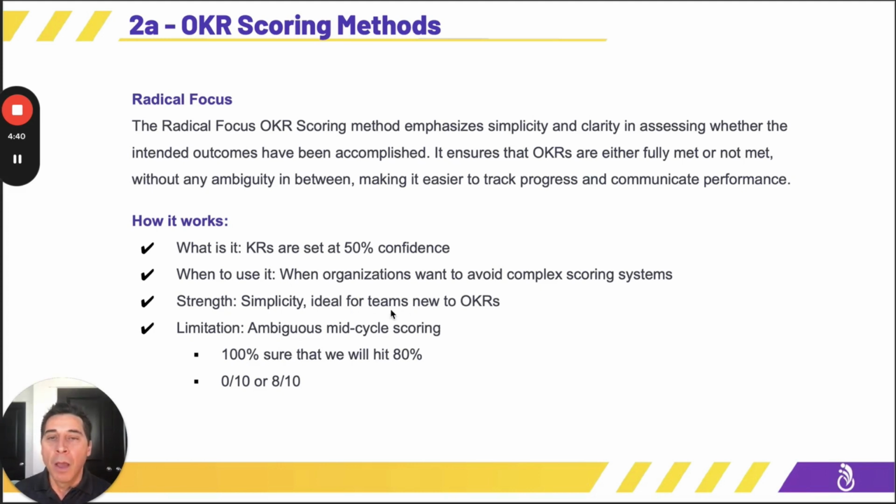So the limitation to it, though, is that it may be ambiguous mid-cycle. And so what we mean by that is, let's say we're 100% sure that we're only going to hit 80% of our goal, right? And do we score that as a 0 or 10, meaning because our scoring method is binary, we either meet it or we don't? So do we give ourselves a 0 out of 10, or do we give ourselves an 8 out of 10, right? Meaning that we feel confident that we'll hit about 80% of our goal, right?